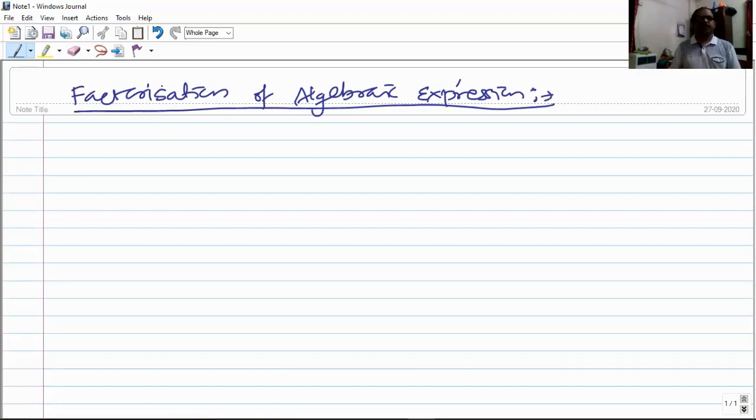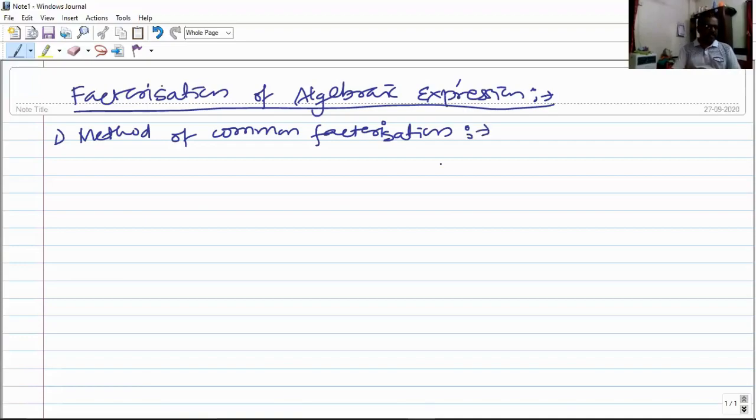The first thing we are going to see is the method. We will have different methods. The first method is called the method of common factorization. So what is the common factorization, students? We'll see.